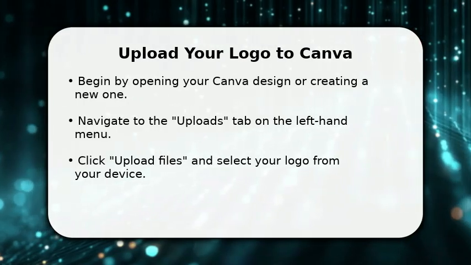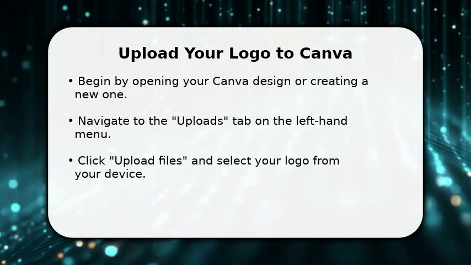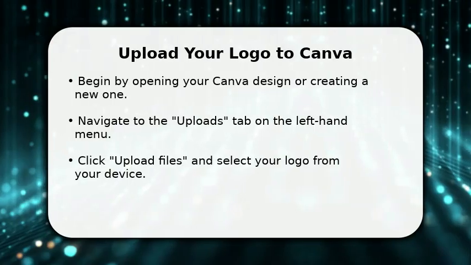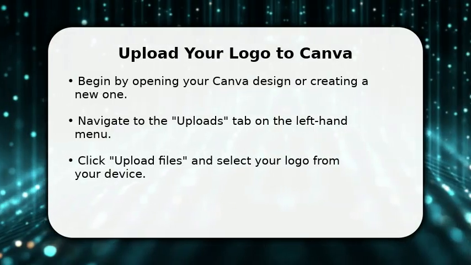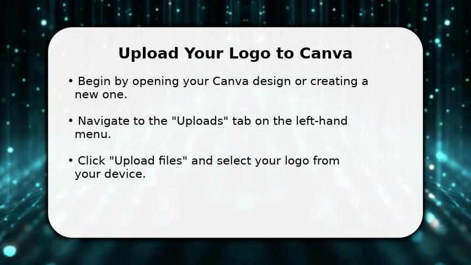Canva supports formats like JPG, PNG, and SVG. For a professional look, always use a logo with a transparent background, especially a PNG or SVG file. This prevents an unsightly white box from appearing behind your logo on your design.